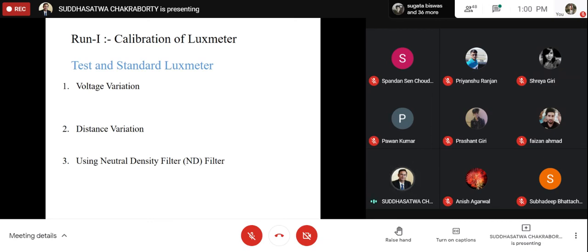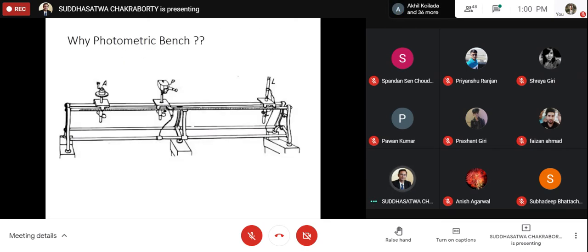Where is the disadvantage? The disadvantage is that it can only reduce down the values. You can't go beyond that. So the maximum possible value you can get is without the ND filter. So without the ND filter, that will be the 100%. So always ND filter will reduce down the illuminance. It can't increase.